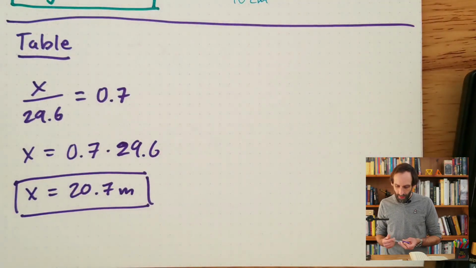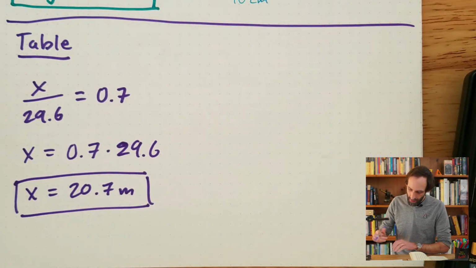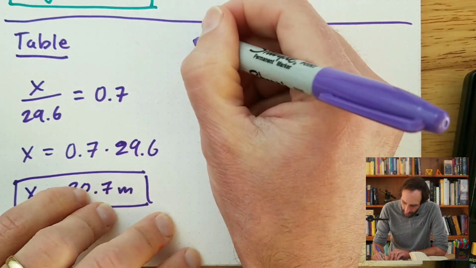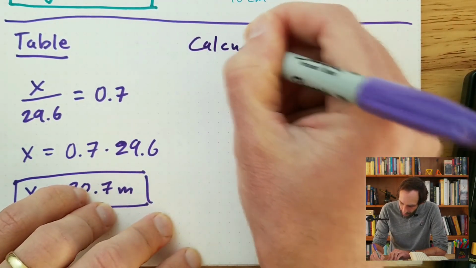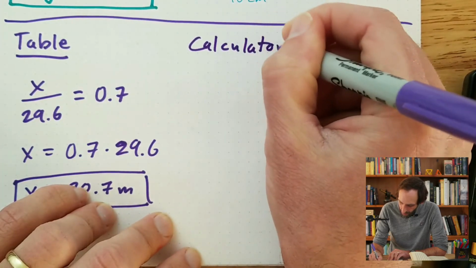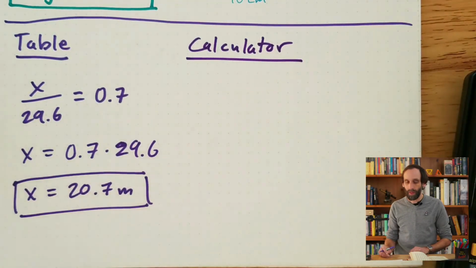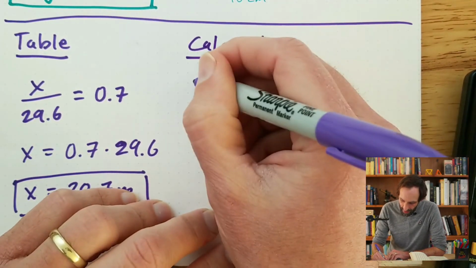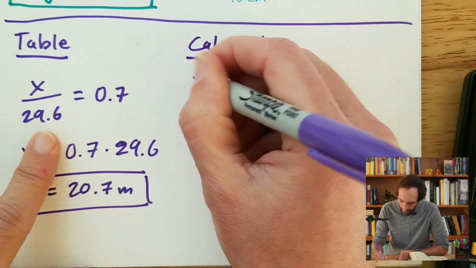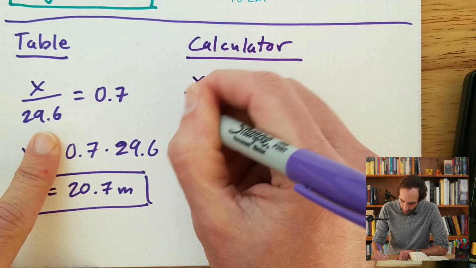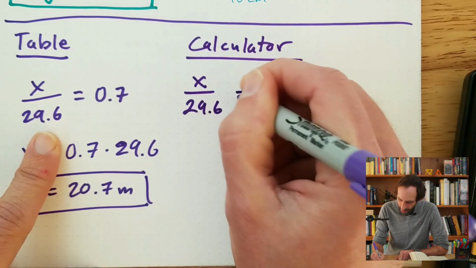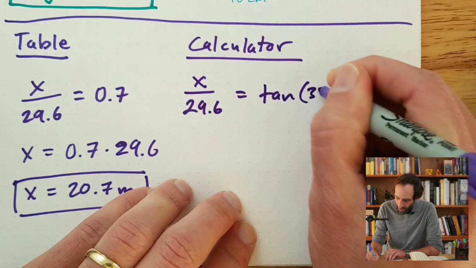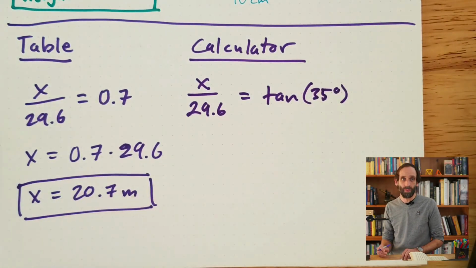So let's do that last method really quickly here. So we did the table method, the similar triangle method, and now let's do the calculator method. So the calculator method. Okay, so now I'm going to set it up as follows. I'm going to take my same ratio, x over 29.6, and I'm going to say that it is equal to the tangent of 35 degrees.